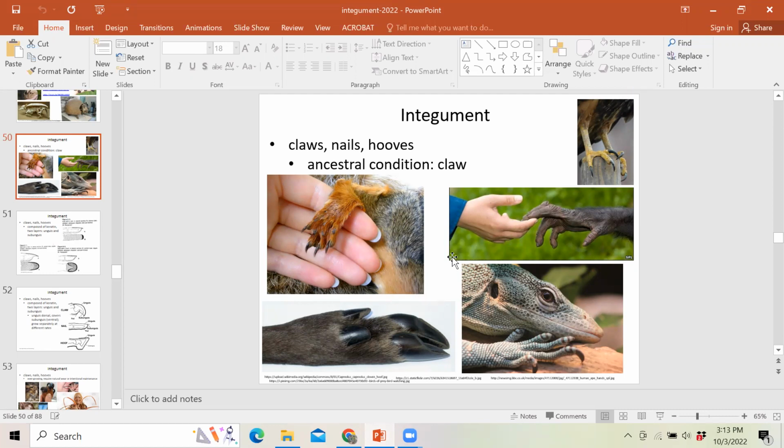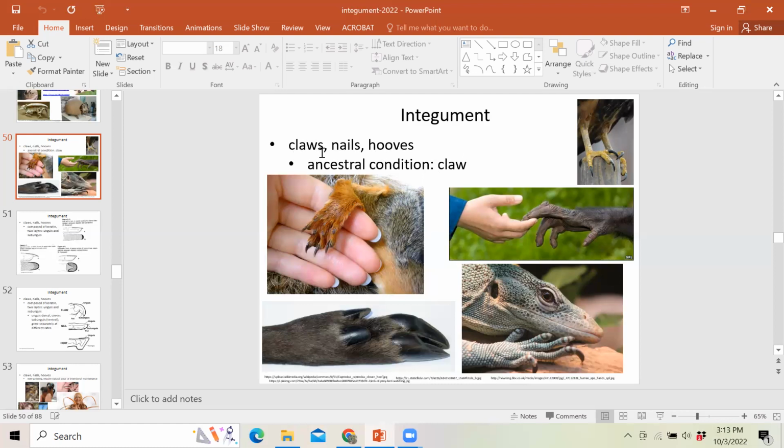So your fingernails, horses' hooves, deer's hooves, claws of a gray squirrel, claws of a lizard. These are claws of a bird. They are all an ancestral condition called the claw. So we say claws, we think of that as being different than nails and hooves, and it is, strictly speaking. But just keep in mind they're all an adaptation of an ancestral claw.